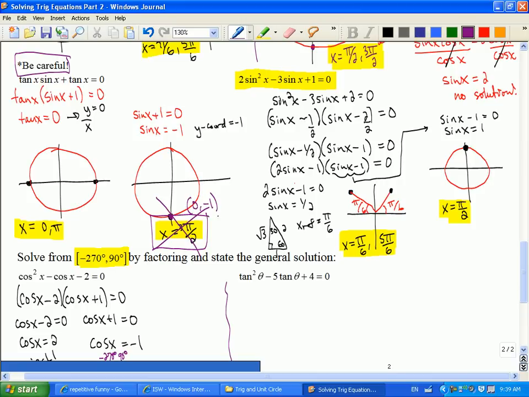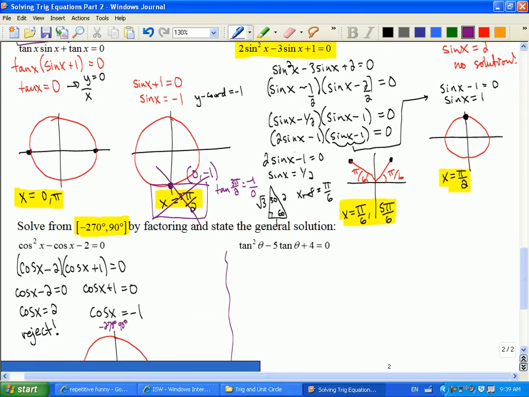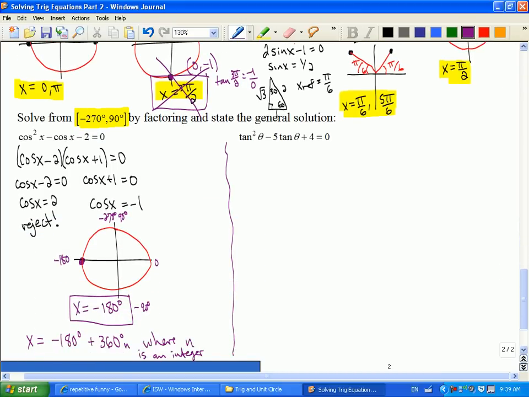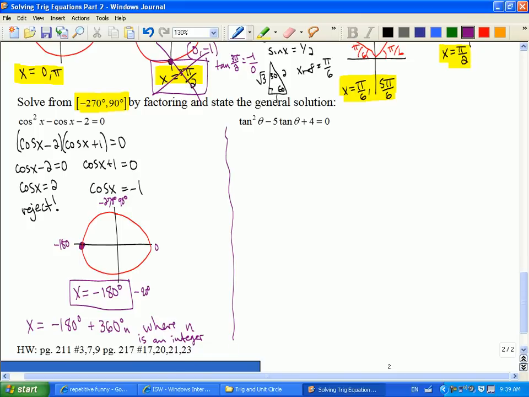For tangent, the tangent at 3 pi over 2 would be negative 1 over 0, and that's not possible in order to give us an answer. So in this case, we'd have to reject it from our list of answers because we divided by 0 in order to get it. Okay. So apologies. Let's take a look at the last one here, which is tangent squared theta minus 5, tangent, all that kind of stuff.